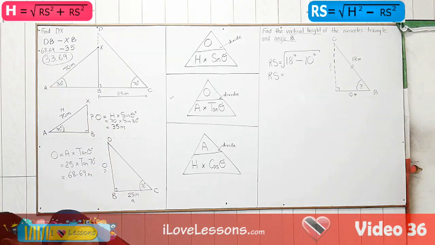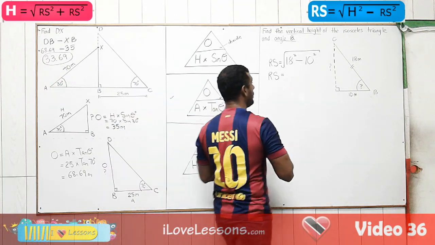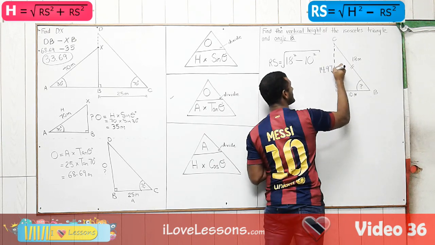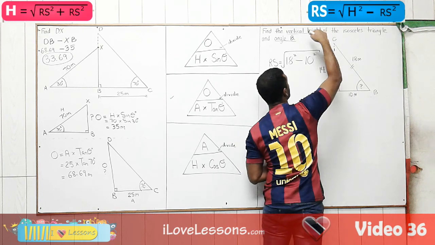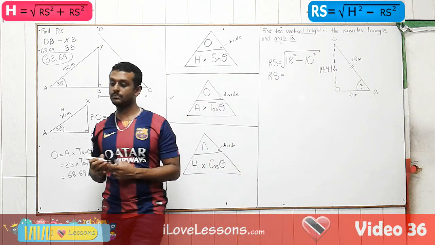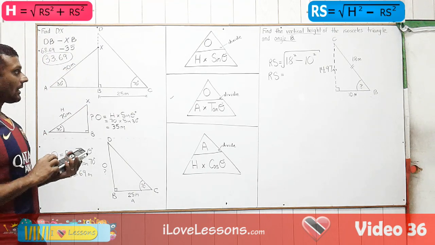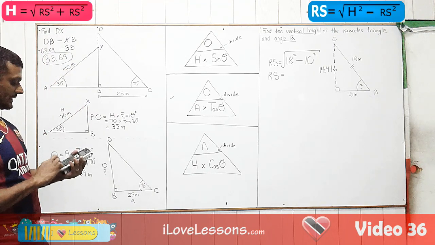So over here is 14.97 meters. So our vertical height is 14.97 meters. All right, but that's not the end of the question.